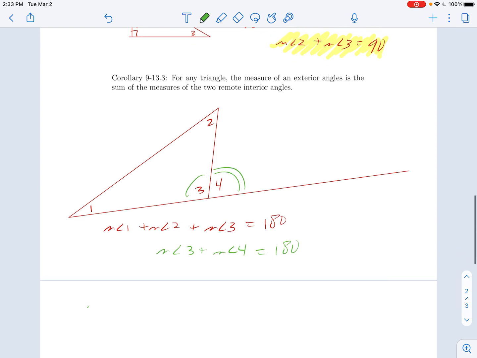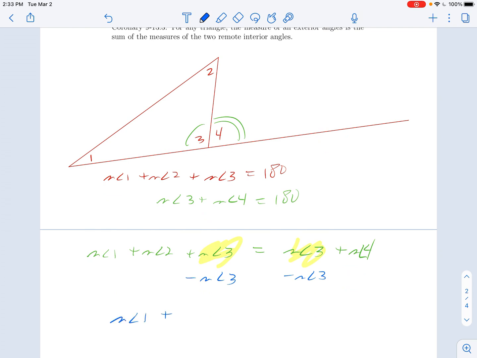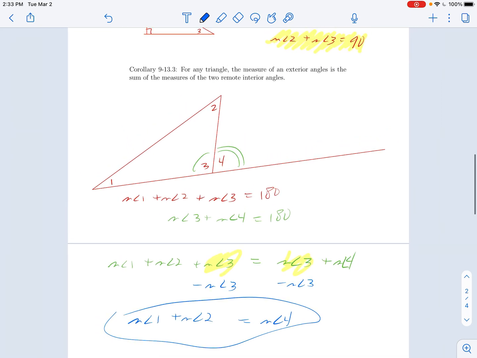So I could make a substitution. Both expressions are equal to 180, so they're equal to each other. And I can subtract the measure of angle 3 from each side. And when I do that, I'm left with measure of angle 1 plus measure of angle 2 equals the measure of angle 4. So what this is saying is the measure of that exterior angle is exactly what I would get if I added together the measures of these two remote interior angles.